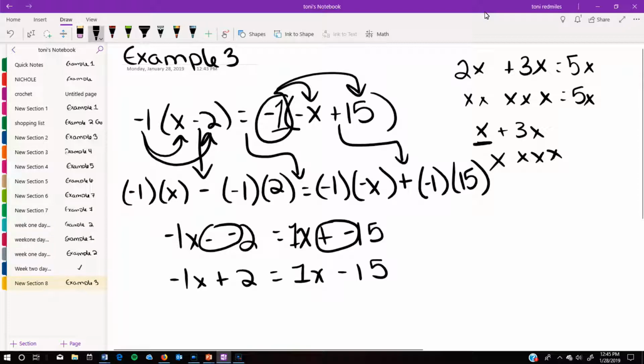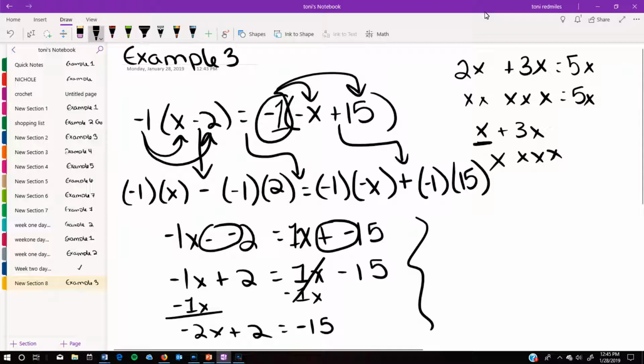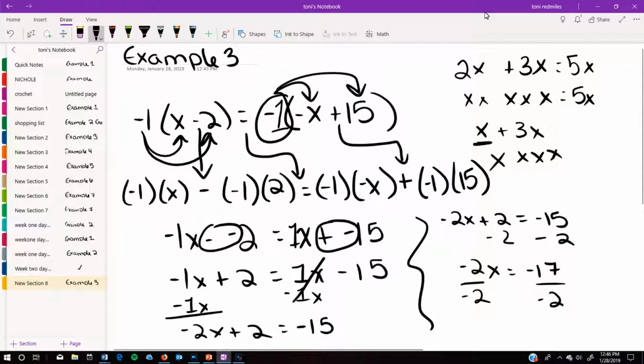All right, let's get those like terms together. In order to get a 0 so that this can move to the other side, I have to subtract it. Gives me my 0. And this is going to give me negative 2x plus 2 equals negative 15. Let's move it up here. All right, this is being added to the x, so I'm going to subtract it to move it. And this is being multiplied to the x, so I have to divide it to move it. And negative 17 over negative 2 is going to be a positive 17 over 2. The two negatives make a positive.